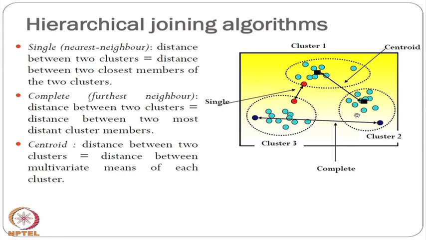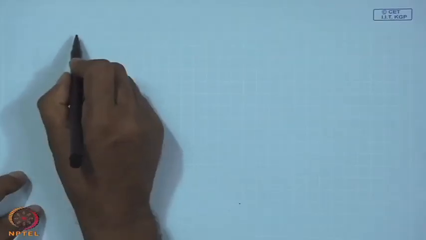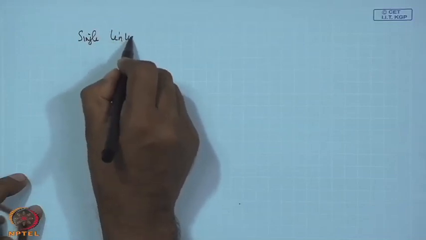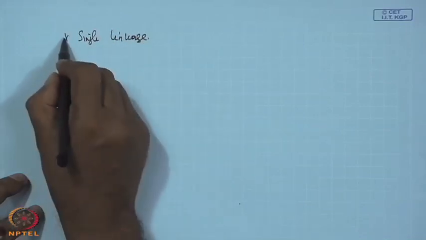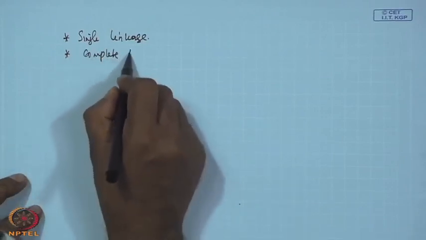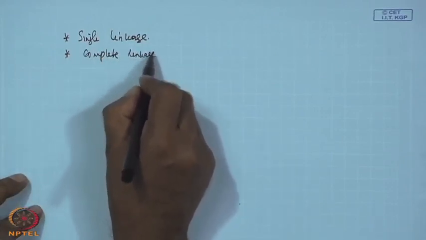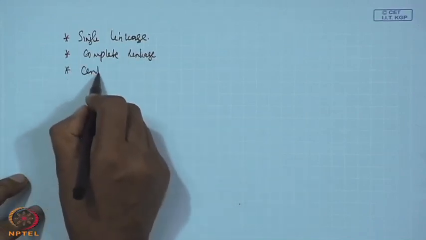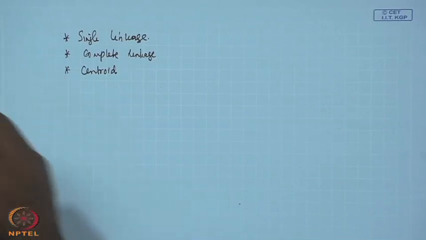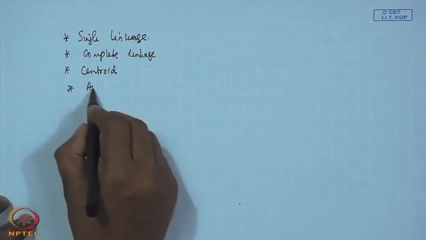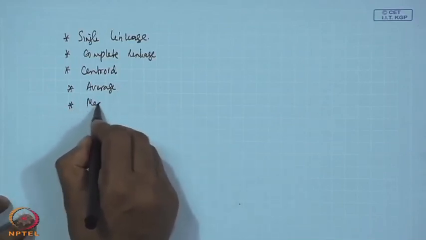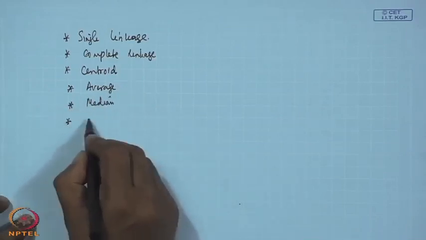So, let me write down that we have joining algorithms like single linkage, complete linkage, centroid, then average linkage, then median linkage, then Ward.